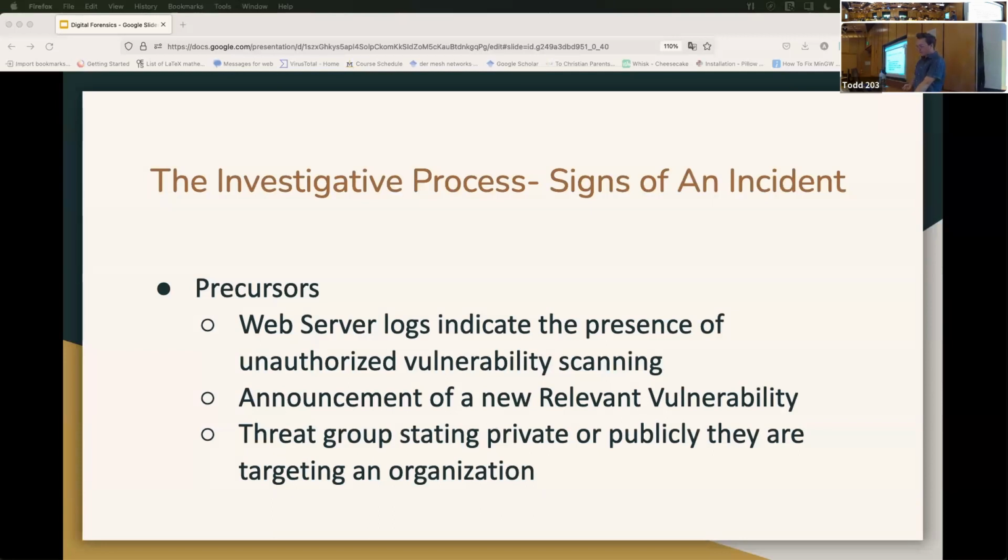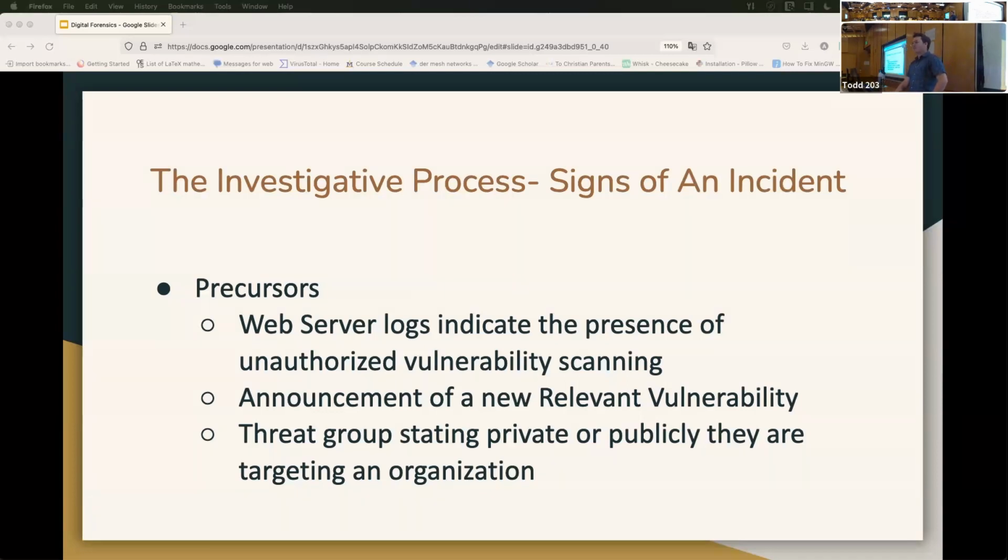Our next step in the process is to look at the precursors to an incident, right? These are, like James said, maybe there is a relevant vulnerability that hasn't been patched that we just heard about. Maybe Windows says, hey, there's a vulnerability that's shown up and it's on your system, right? Well, that seems like a pretty good indicator that somebody might have used that. Web server logs can indicate the presence of unauthorized vulnerability scanning, people just checking to see if there's holes in the system.